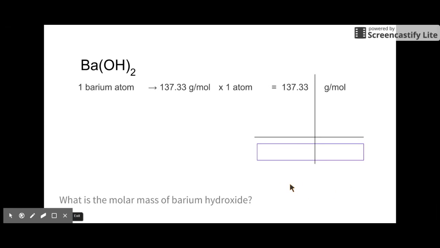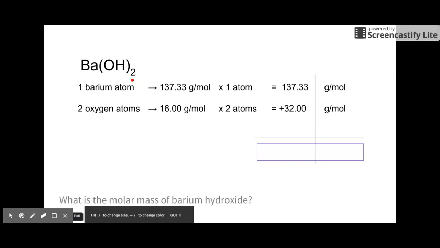So I'm going to start with 1 barium atom. If I look at my compound formula up here, I have 1 barium atom. If I look on the periodic table, barium is 137.33 grams per mole. Because I have only one of them, I'm going to multiply it by 1, and that gives me 137.33 grams per mole. Now let's look at oxygen. If I FOIL this number in, by the way, this is hydroxide, and if I have 2 hydroxides, that means I have 2 oxygens and 2 hydrogens. So those get FOILed into our problem right here.